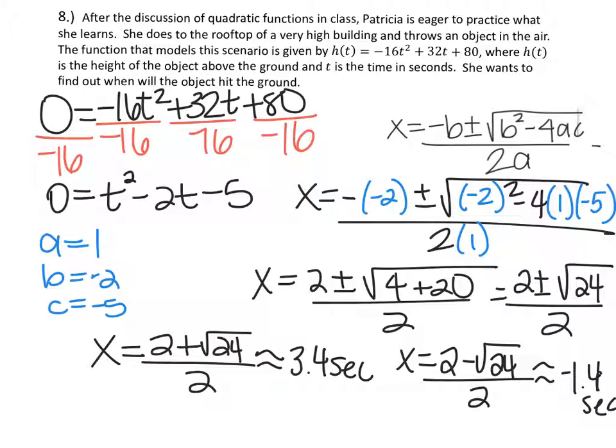But we're talking about time, and we can't have negative time. So you actually want to ignore the negative solution, and we want to focus on our positive solution. So the object will hit the ground after 3.4 seconds.